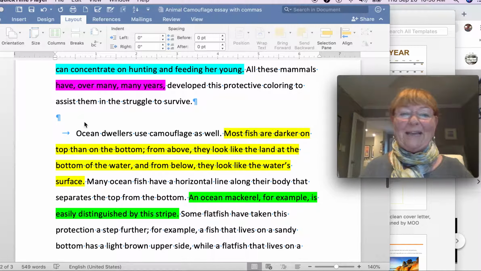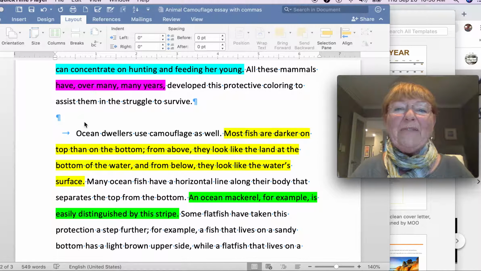Next one in pink, many, many years. Whenever you repeat something for emphasis to make it stronger, you put a comma between the two of them. Like many, comma, many years. Big, comma, very big, or whatever it is.